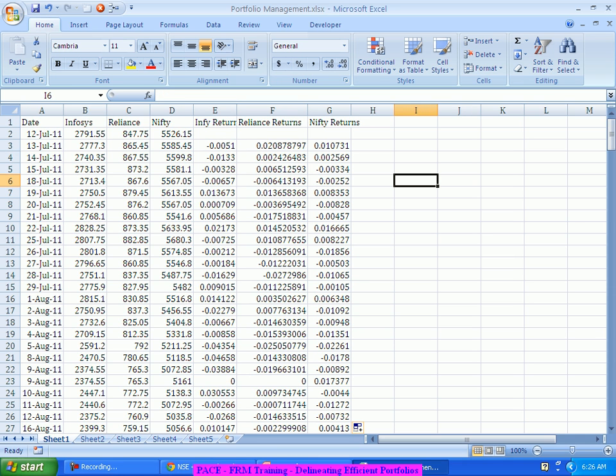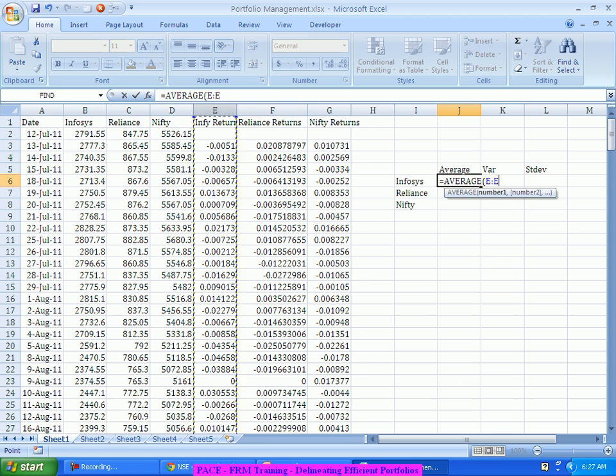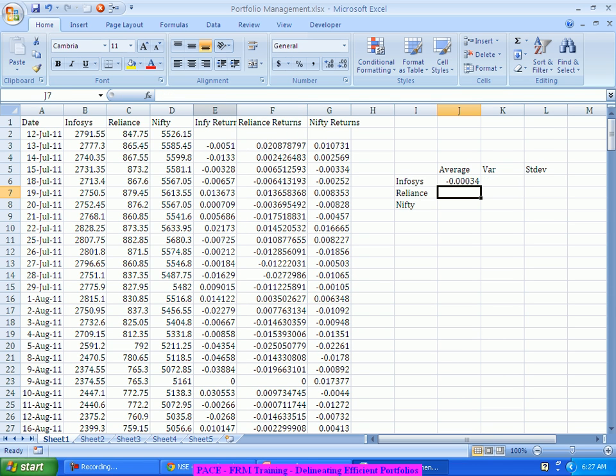So if I simply try to find out the average return of Infosys, Reliance and Nifty, for these three I'll compute, let's say, the average, the variance and the standard deviation. So the average of Infosys returns is coming out, this is a daily return. The average daily return which Infosys has given in the last 1 year is negative 0.03%, right? Minus 0.03% was the average daily return.